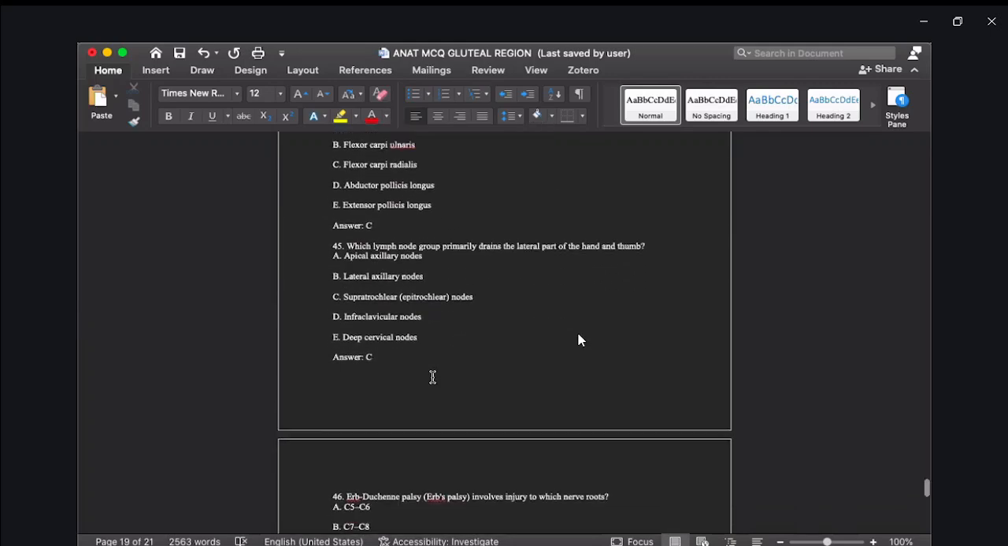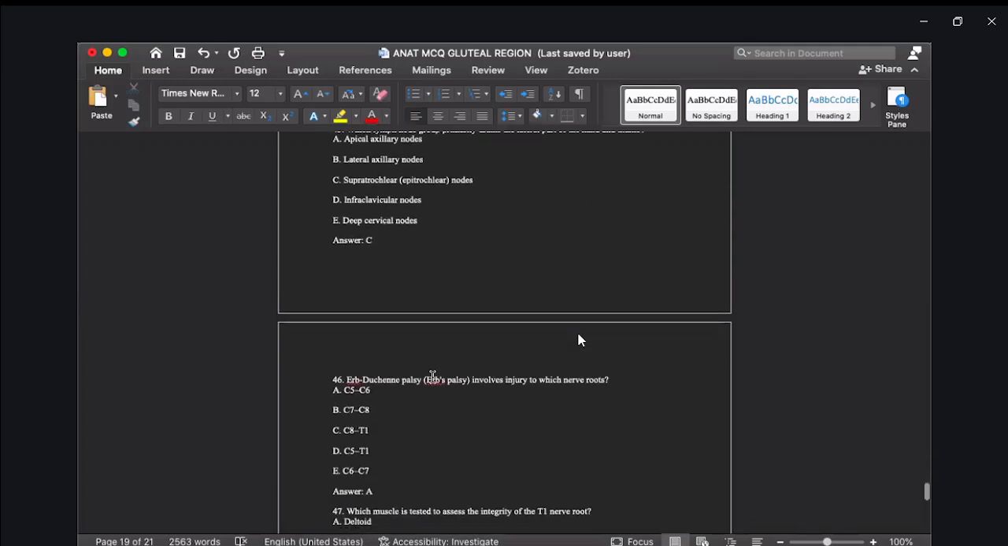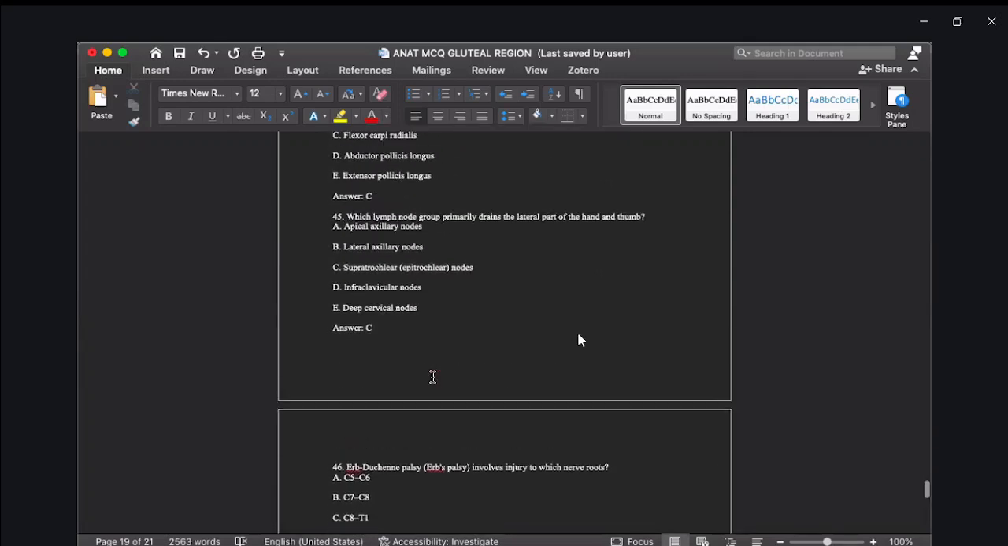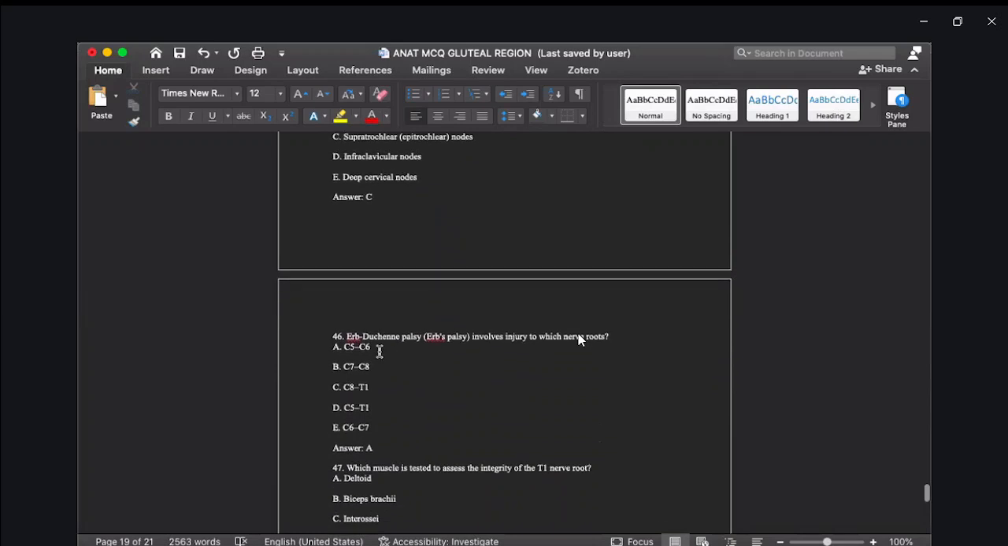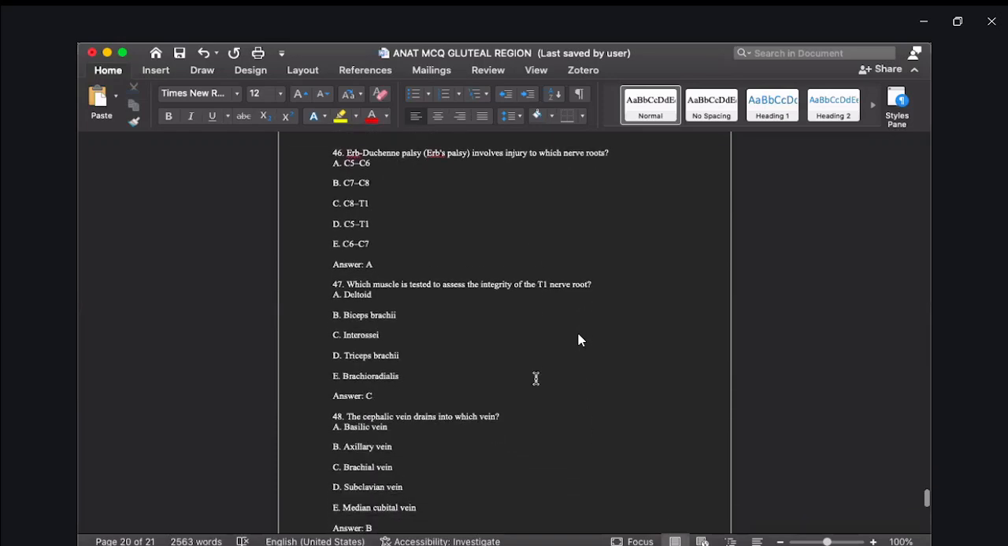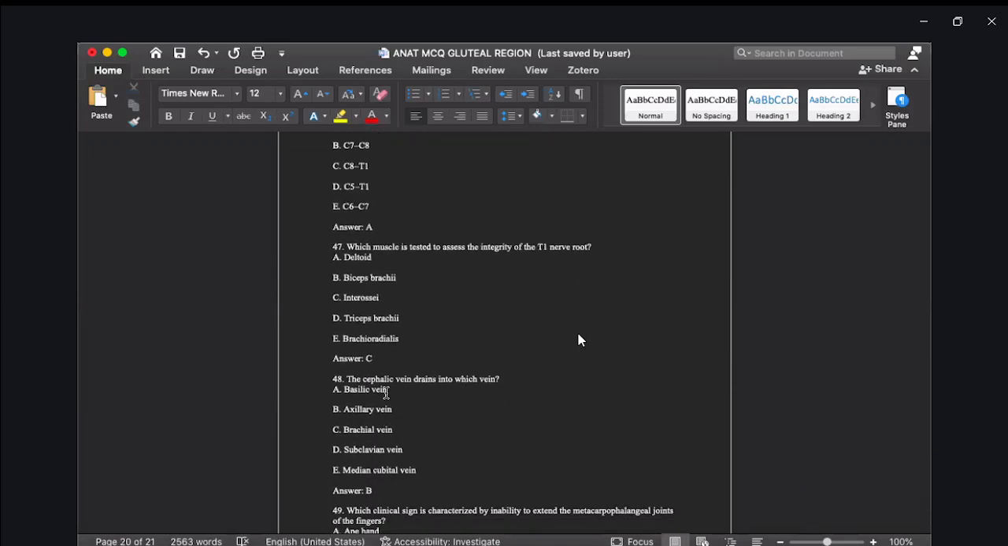So that is it. You've seen the questions. Like this number 46, you've talked about it. Erb-Duchenne palsy involves injury to which nerve roots? C5, C6. Everything we have just talked about. The cephalic vein drains into which vein?